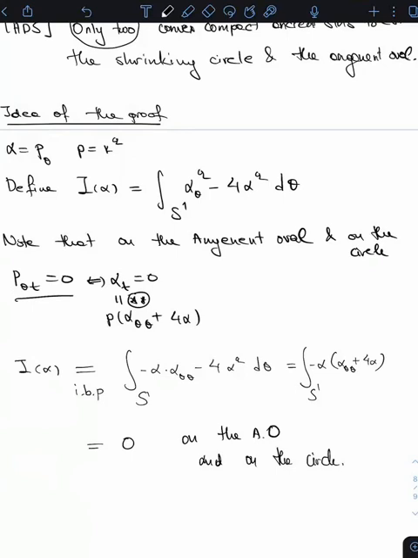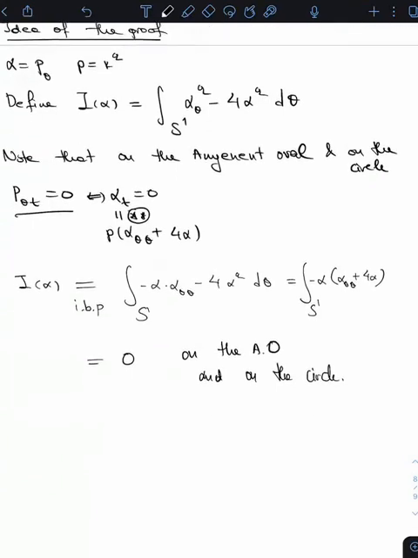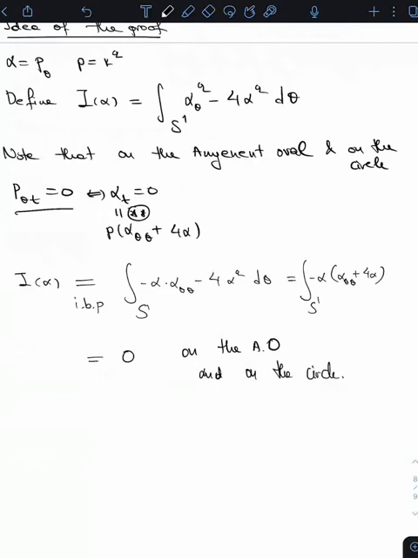Okay, this is a first observation. That's why we pick this I alpha. And now, what are we gonna do for the proof? Here are the steps we're gonna follow.